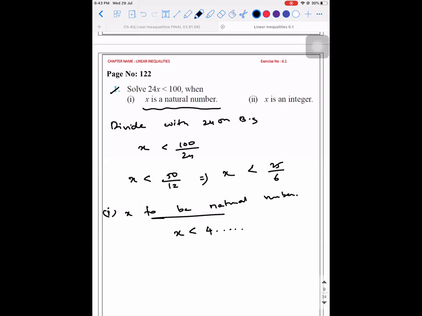So what are all the natural numbers that are possible? So x can be 1, 2, 3, or what? Should 4 be included or not? Yes, sir. Yes, because it is 4 point something, no? So the natural number less than 4 point something is 4. That's right. And if you get these kinds of doubts, what you can do is substitute here and see. 4 into 24 is how much? 96. 96 is less than 100.